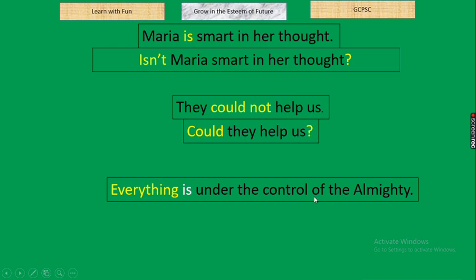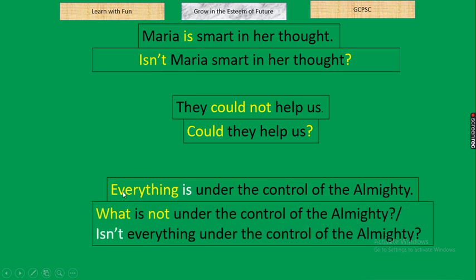Everything is under the control of the Almighty. This is an important rule. In case of everything, what will happen? We can take what at the beginning. After what, we will take the verb. Then we will take a not. So, everything is, that is why what is not. What is not under the control of the Almighty? So in case of everything, what plus negative.